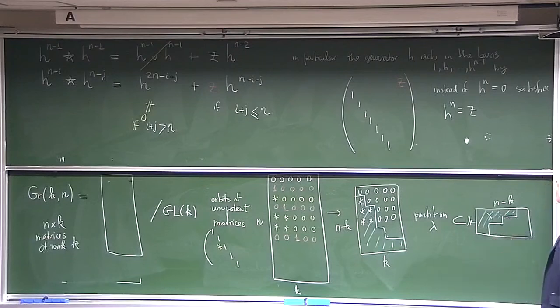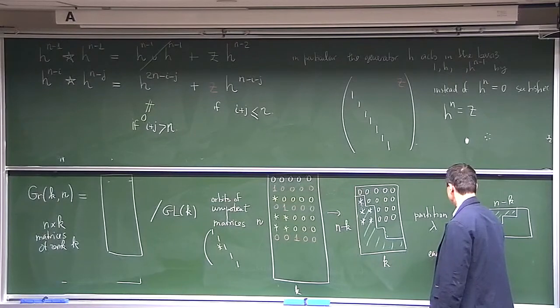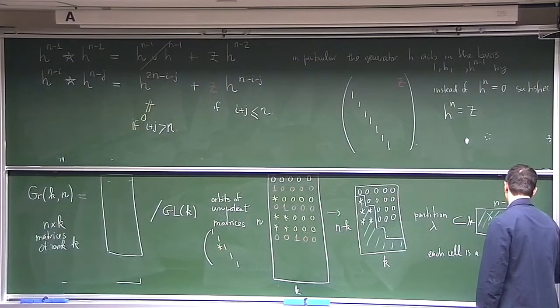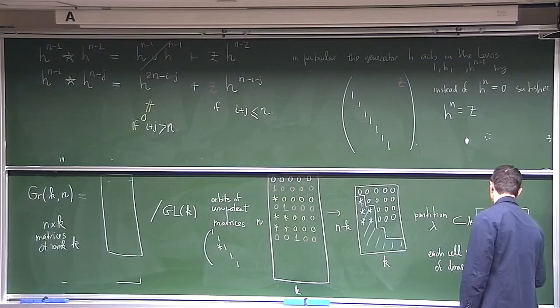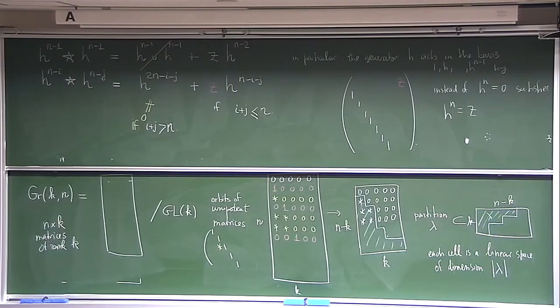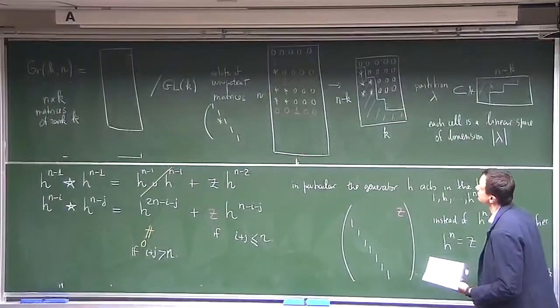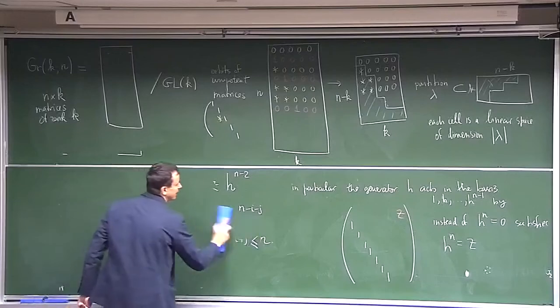This is my lambda. So this has a cell decomposition indexed by partitions that fit inside a k by n minus k box. Each cell is a linear space, and its dimension is the number of boxes in this partition. This is one description. It gives you an additive description of the homology.